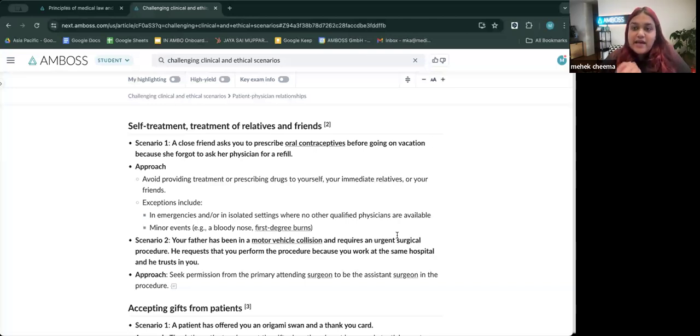You have to take history no matter what, even for something as small as a cold, because believe it or not, there are people who are even allergic to cetirizine, something that we very commonly give for a common cold or any kind of allergy, right?